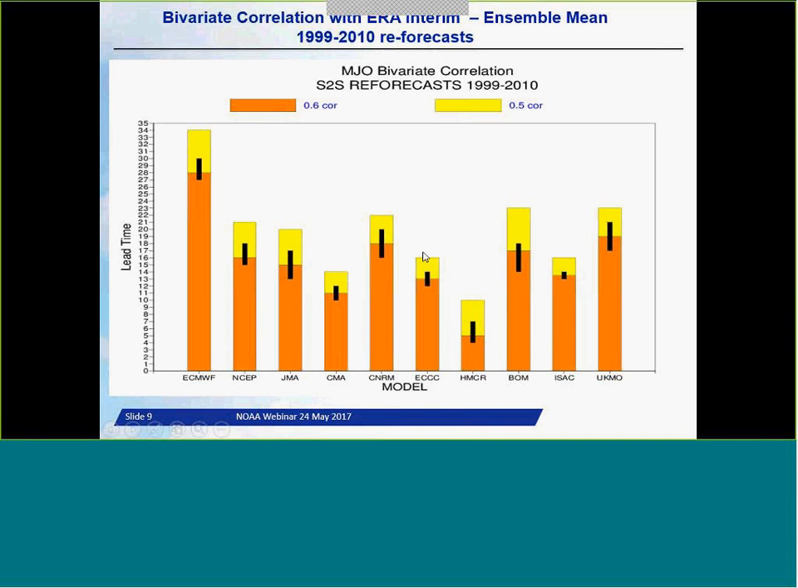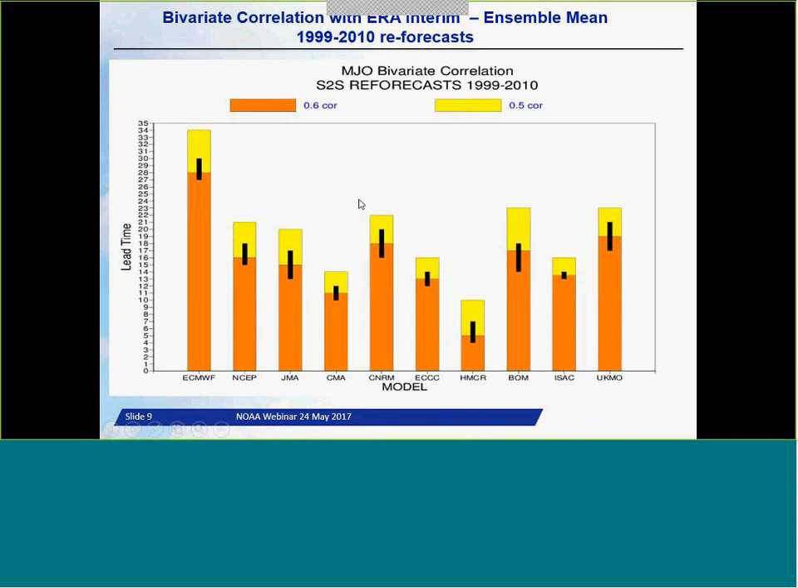On average, I would say most models reach a correlation of 0.5 around day 20, or around 3 weeks, which is a big achievement. A decade ago, most models had skill up to only about 2 weeks. So there has been a very large improvement in the subseasonal forecasting systems to predict the MJO.